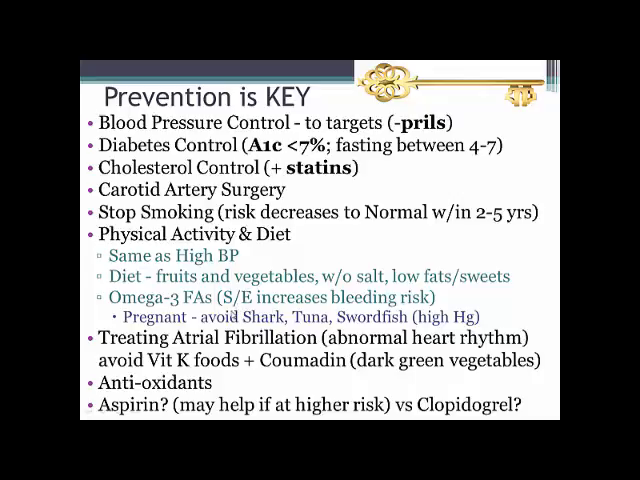And just as a fun fact, pregnant women should basically avoid those fish that have high mercury. These are some examples here: shark, tuna, and swordfish. But there are other ones out there as well that they should avoid.